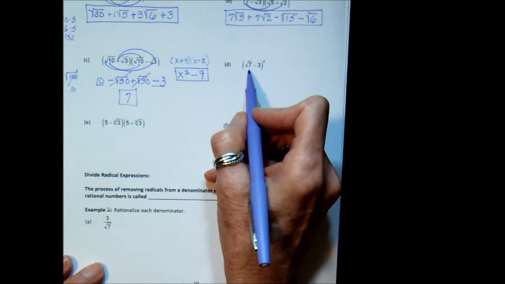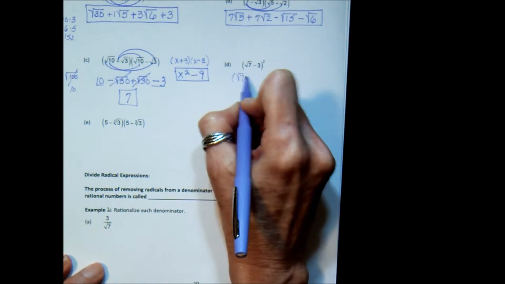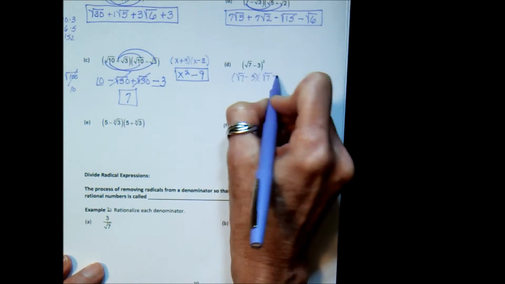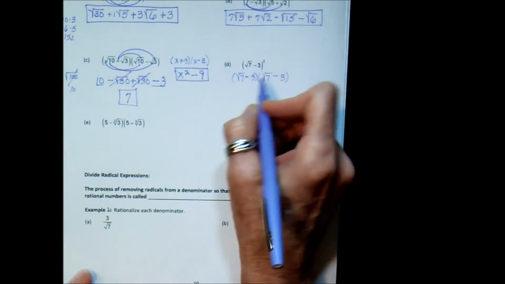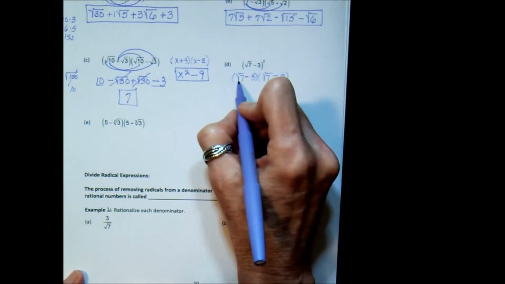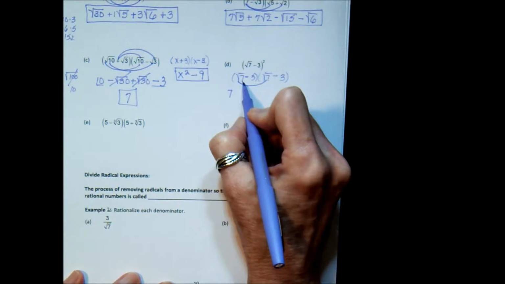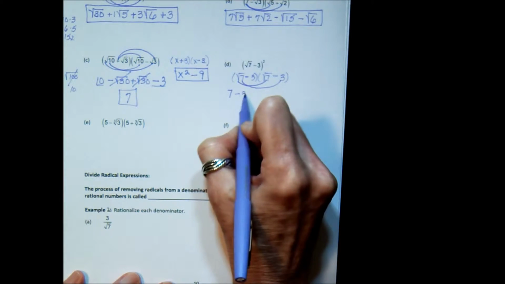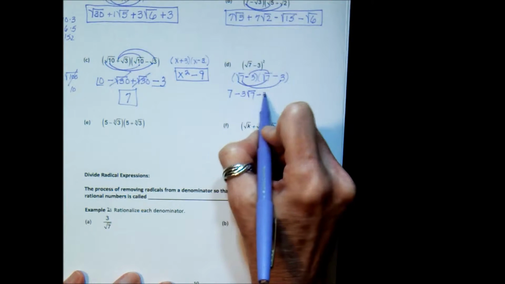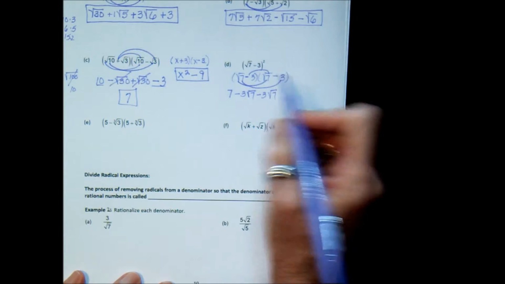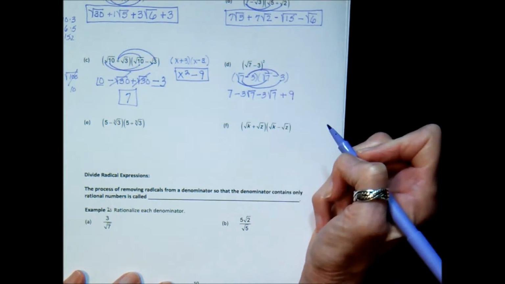Let's look at this one. Square root of 7 minus 3, all being squared, means square root of 7 minus 3 times square root of 7 minus 3 times itself. Same signs. Watch what happens here. Square root of 7 times square root of 7 is just 7. Square root of 7 times negative 3 is minus 3 square roots of 7. Inside is another minus 3 square roots of 7. And now my last is negative 3 times negative 3 is positive 9.